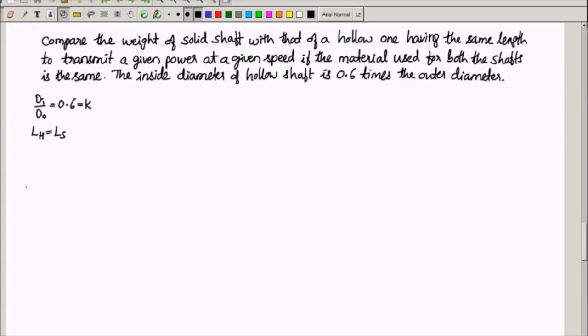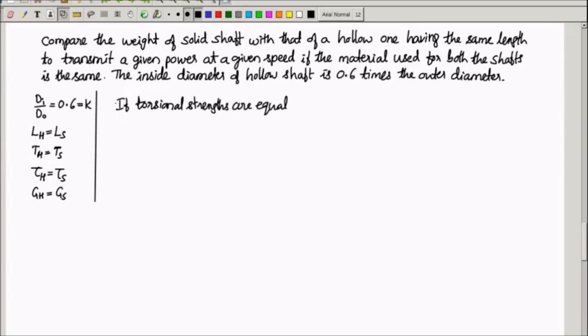When the power is the same, torque also should be the same, because power is torque into angular velocity. So when power is the same, torque also should be the same. And since both are made of the same material, tau also should be the same, and G, the rigidity modulus, also should be the same. Now with this, first we will try to compare the torsional strength, because you can consider torsional rigidity also.